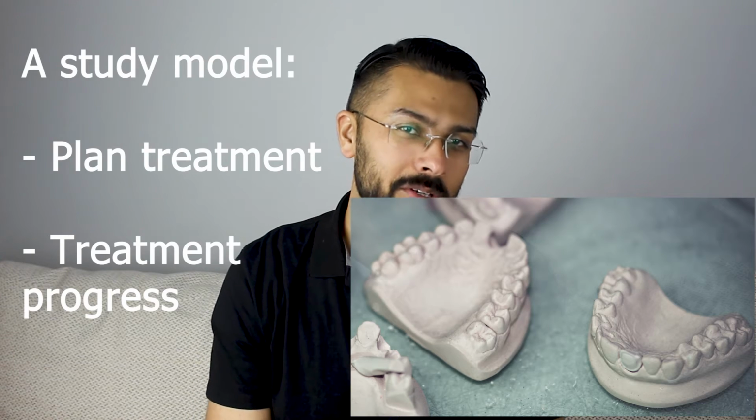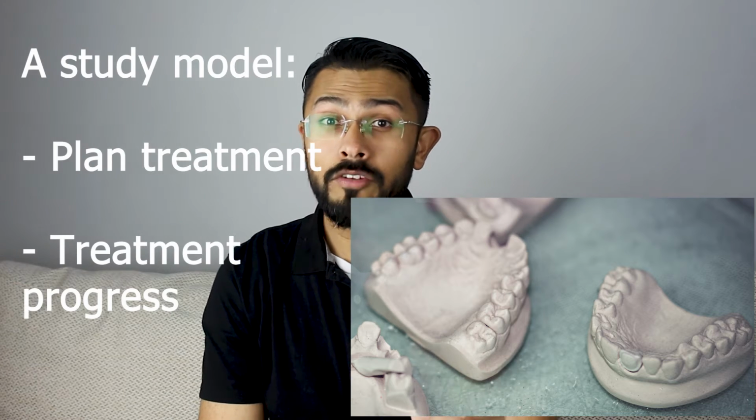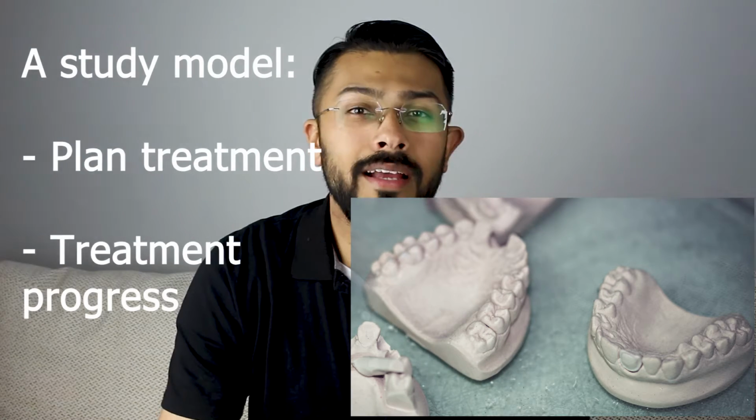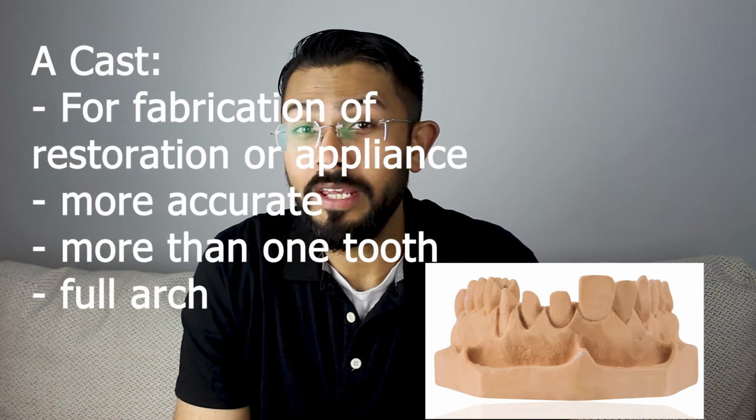So back to the topic now. These positive replicas are basically called casts, dies, or models, and they are obtained from negative replicas. Now, each replica has a specific purpose. A study model is a kind of replica that is used to plan treatment and to observe the treatment progress. A cast is a replica on which a restoration or appliance is fabricated.